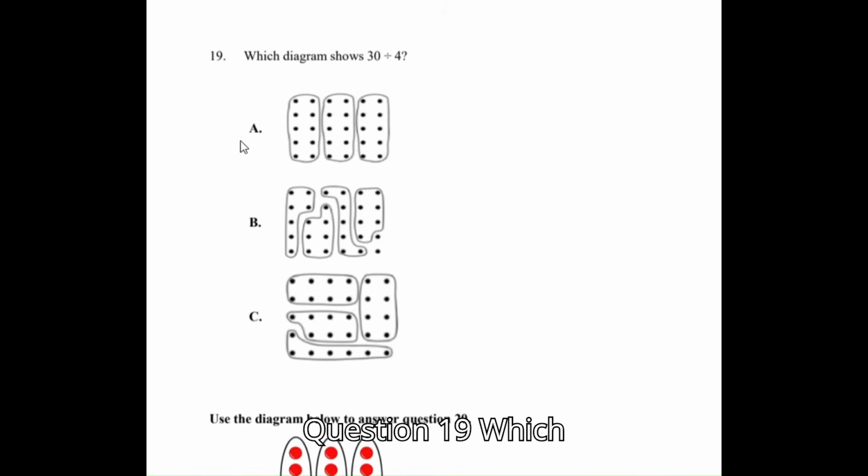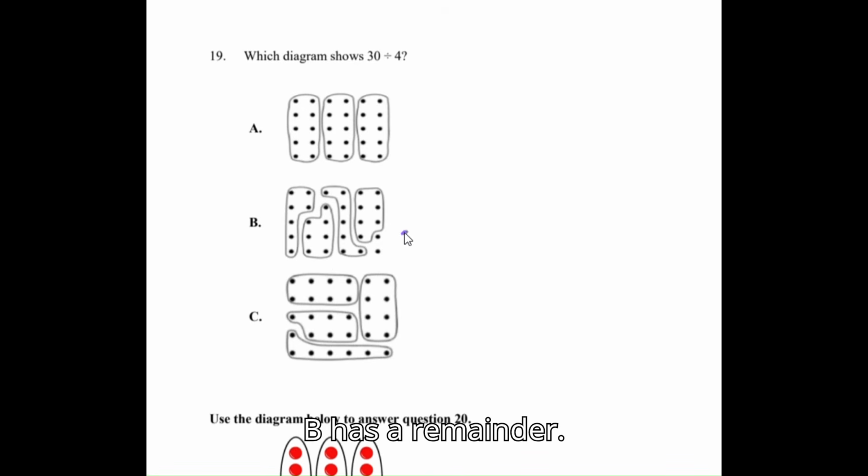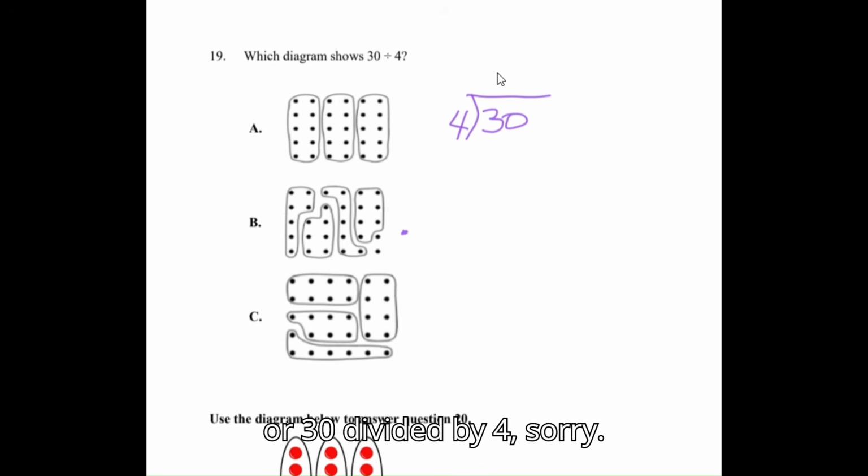Question 19. Which diagram shows 30 divided by 4? Now let us look at all the options. What do we notice? We notice that B has a remainder. Now let us work it out. 30 divided by 4.